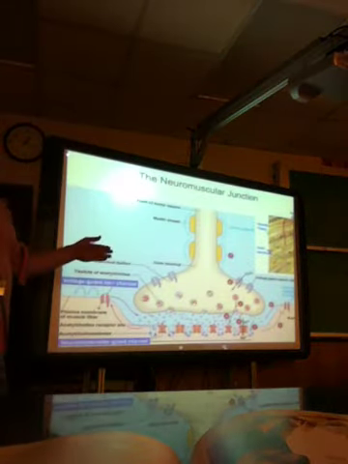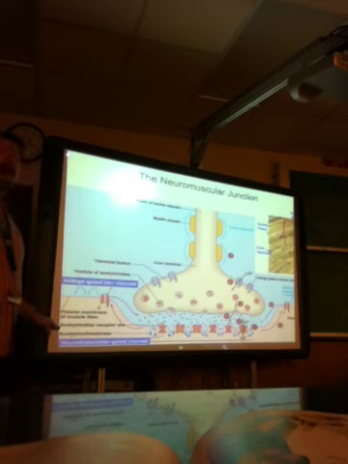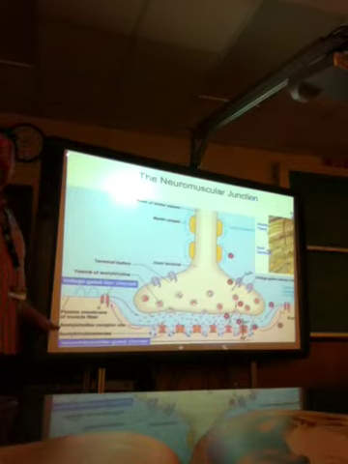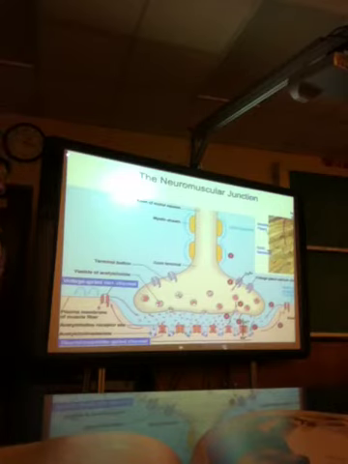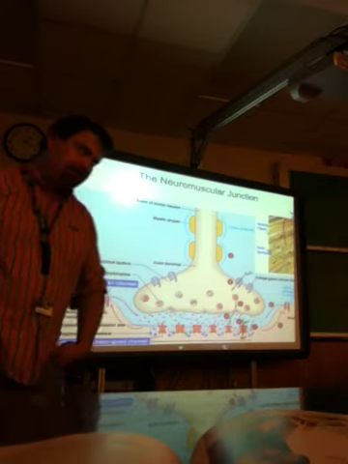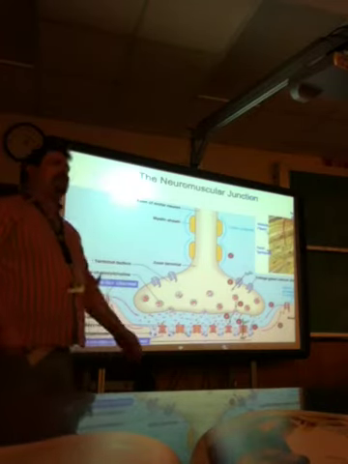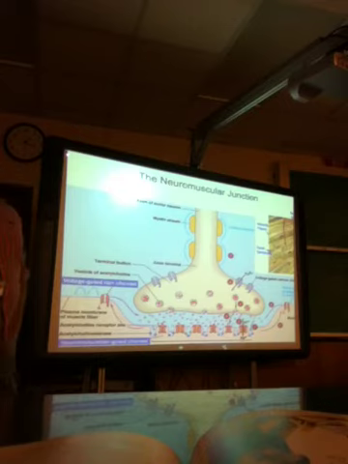You need to know it. All muscle contraction involves acetylcholine. Everybody catch that? The red dots. That's acetylcholine. A-C-E-T-Y-L, C-H-O-L-I-N-E. Acetylcholine.